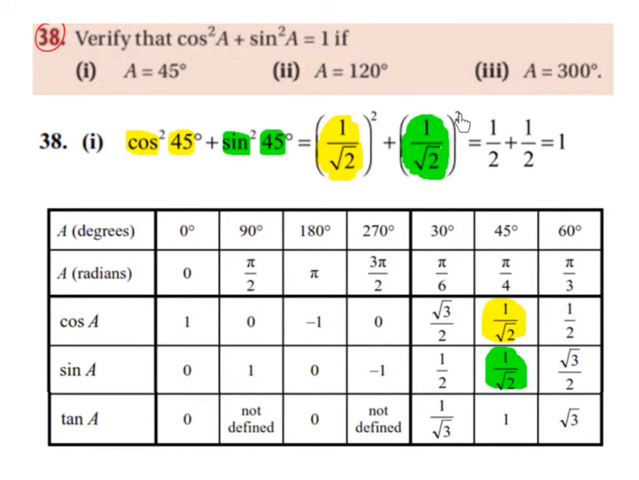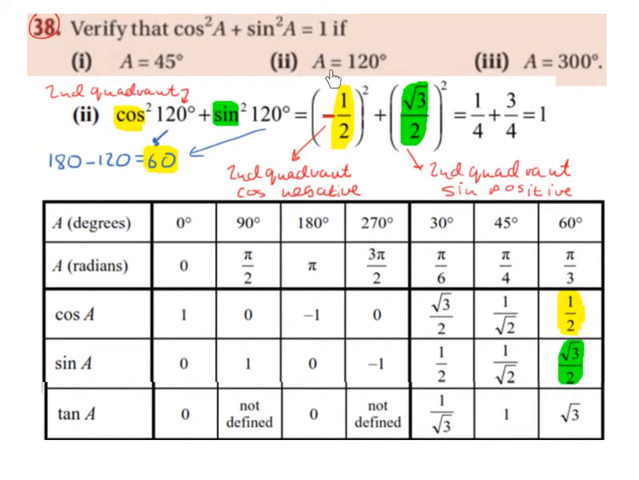1 over root 2 squared gives us a half, because 1 over root 2 multiplied by 1 over root 2, we do top by top, bottom by bottom. 1 by 1 is 1, and root 2 by root 2 is 2. So 1 over root 2 squared is a half. And likewise 1 over root 2 squared is also a half, and a half plus a half is 1.